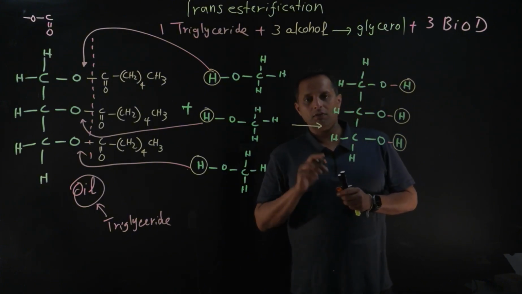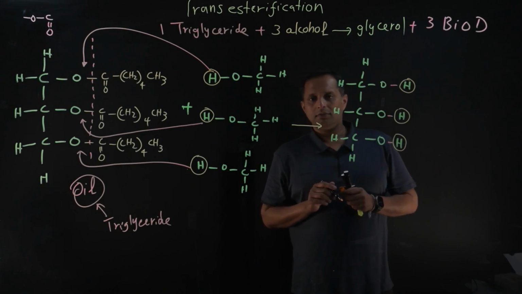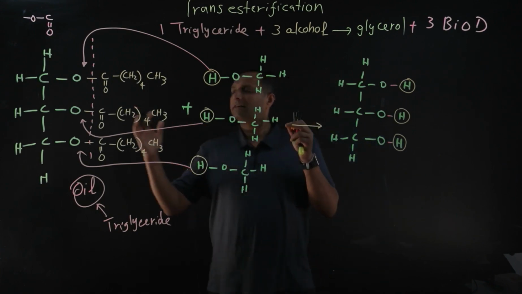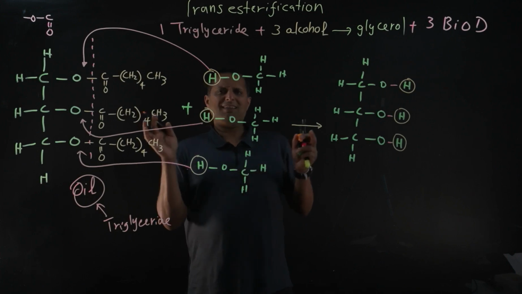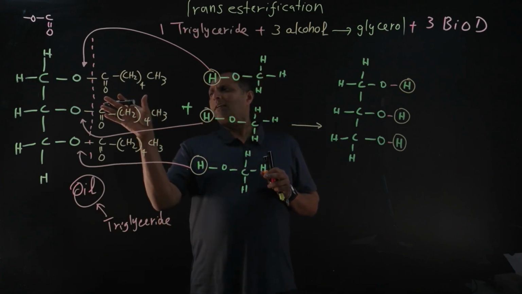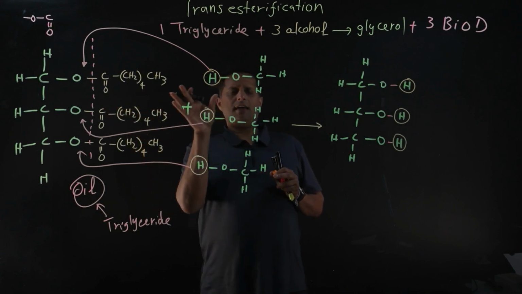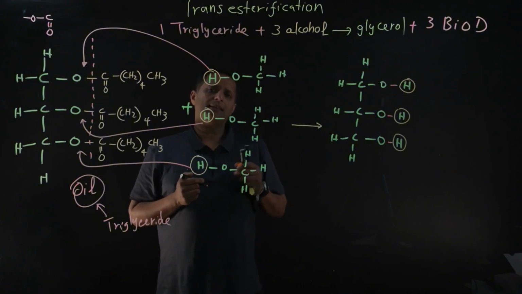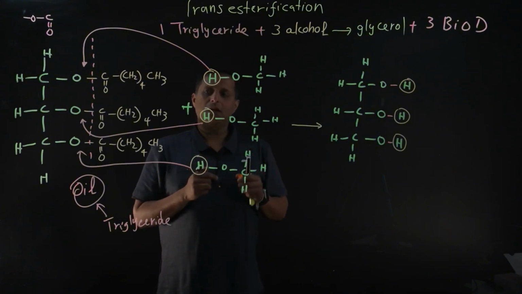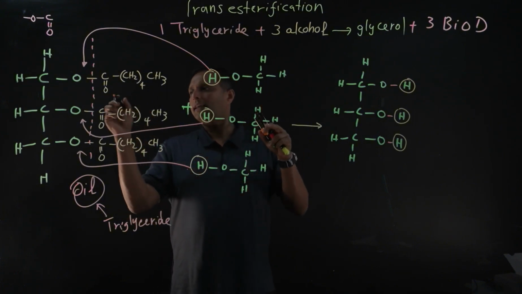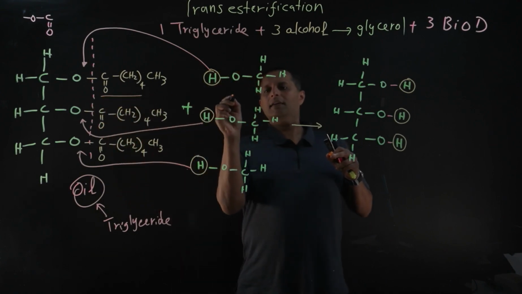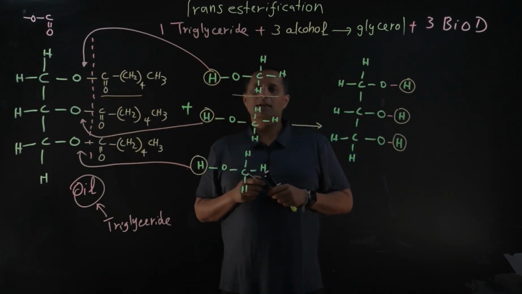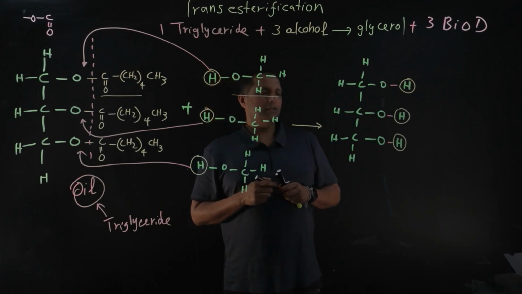We don't need glycerol. We want to make biodiesel. Now we are about to join the rest of the parts. What are the rest of the parts? The fatty acid part of the triglyceride and the rest of the alcohol come together to make another ester, which is a biodiesel. So you are joining these two parts to make another ester, which is a biodiesel.